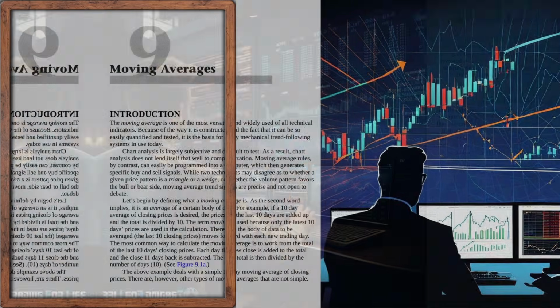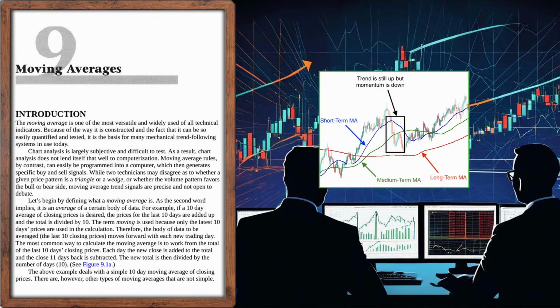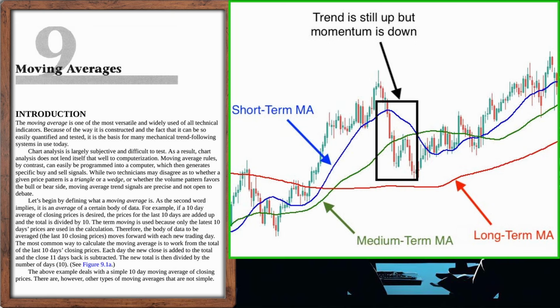End of Chapter 8. Chapter 9. Moving Averages. Introduction. The moving average is one of the most versatile and widely used of all technical indicators. Because of the way it is constructed and the fact that it can be so easily quantified and tested, it is the basis for many mechanical trend-following systems in use today.